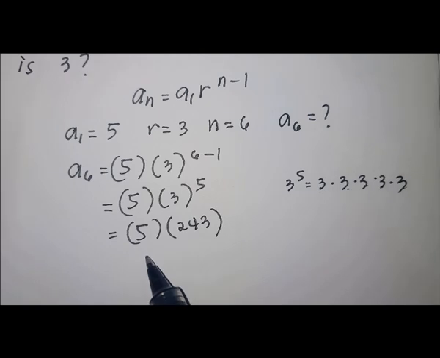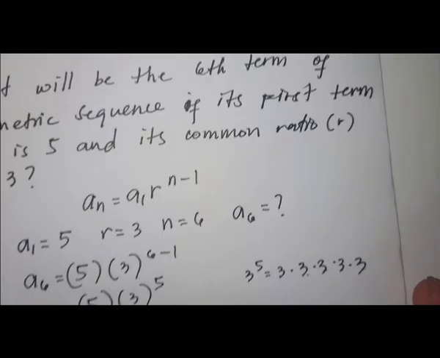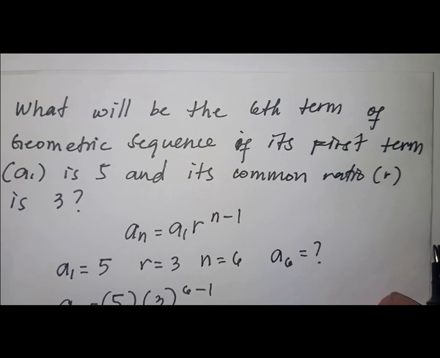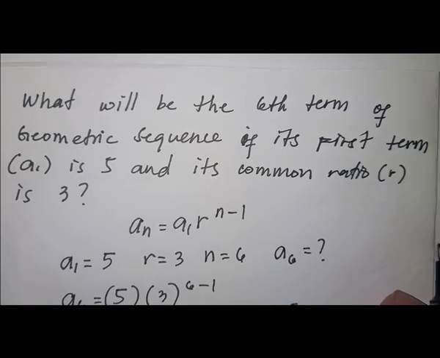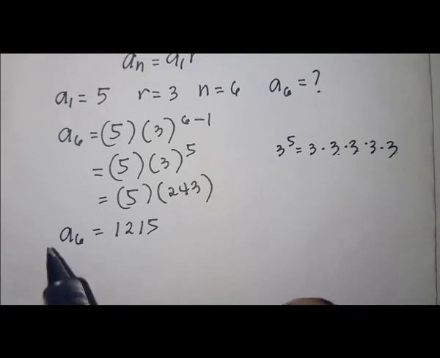Now, dahil parehas naman silang positive, let us try to multiply this. So, 5 multiply to 243, the product will be 1,215. So, it means the 6th term of this sequence, or the 6th term of this geometric sequence is 1,215.